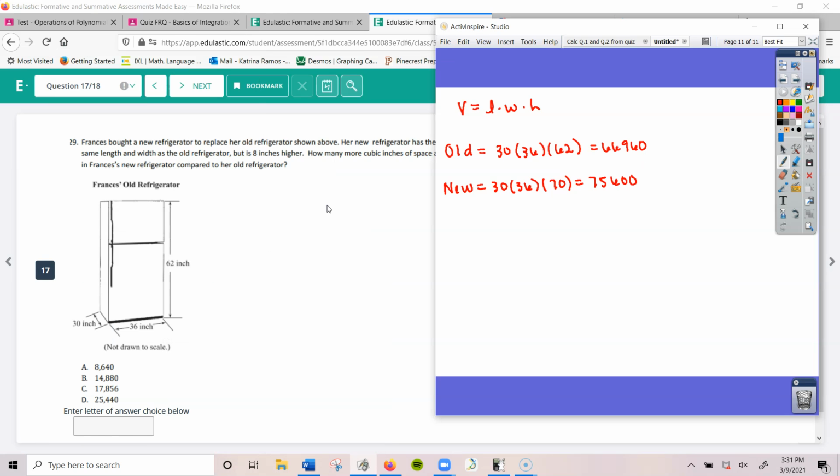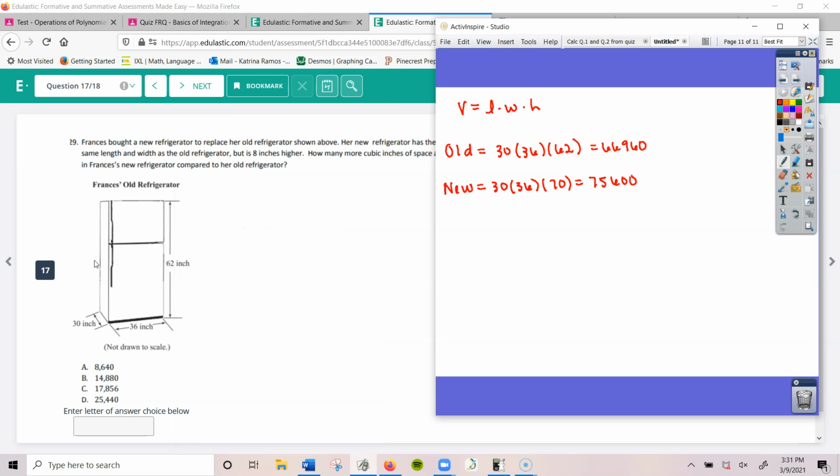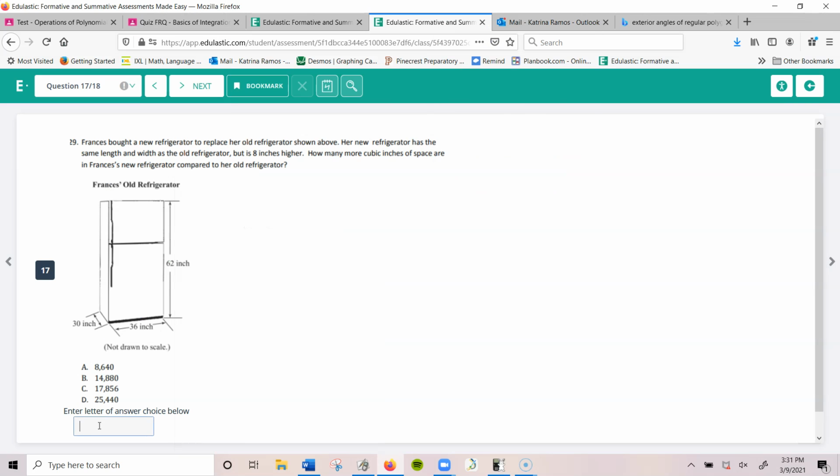Now it's asking for the difference, because it's how many more cubic inches of space she gets in the new refrigerator. So we're going to subtract 75,600 minus 66,960, which leaves me with 8,640. So A.